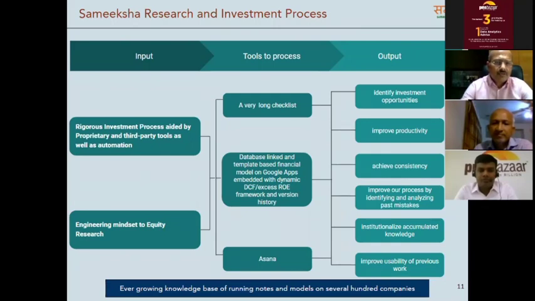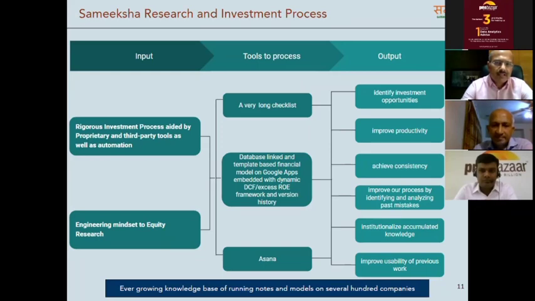Let me just now get into our research and investment process. We both come with an engineering mindset, and I think that is reflected in the fact that we do things on a process basis. It is aided by both proprietary tools as well as third-party tools, as a lot of automation that we have tried to do, and I think we will need to do a lot more in future if we want to stay relevant. There are key tools that we have at our disposal, a very long checklist for every idea.